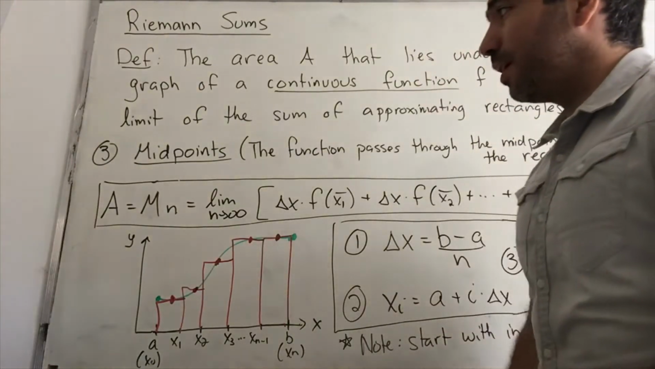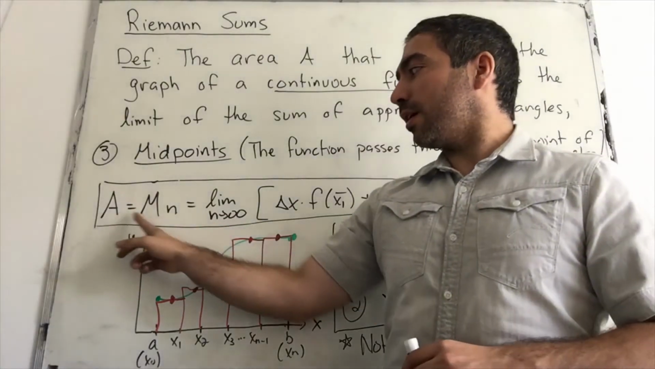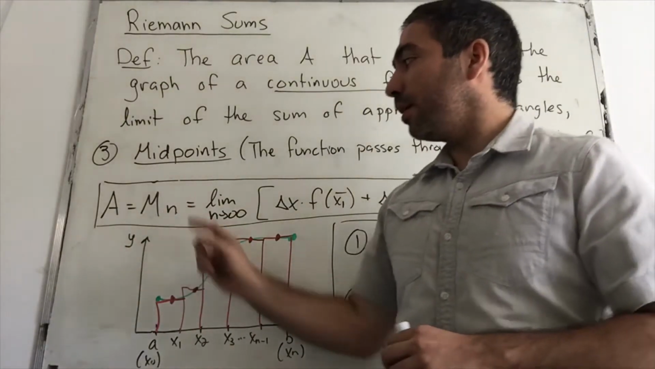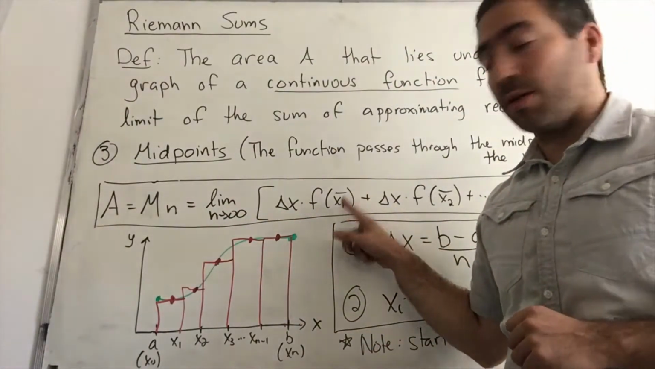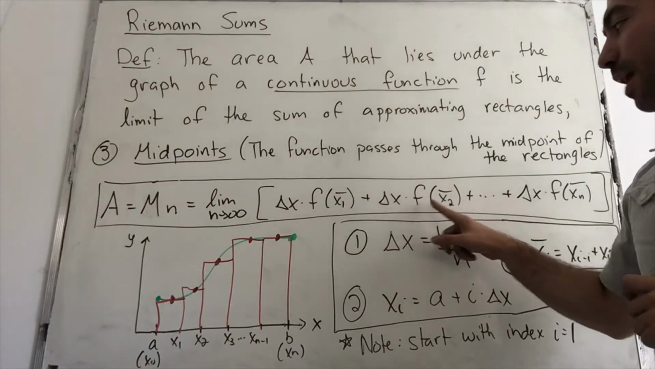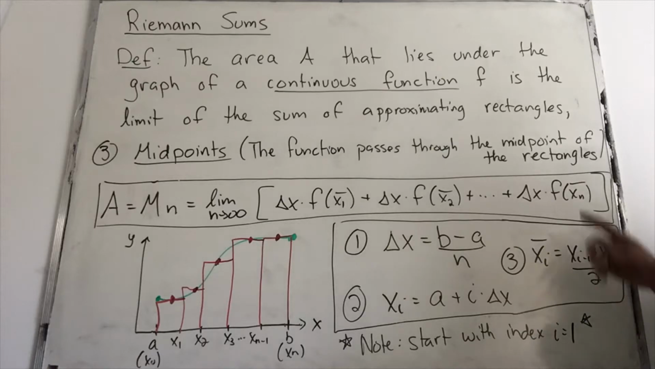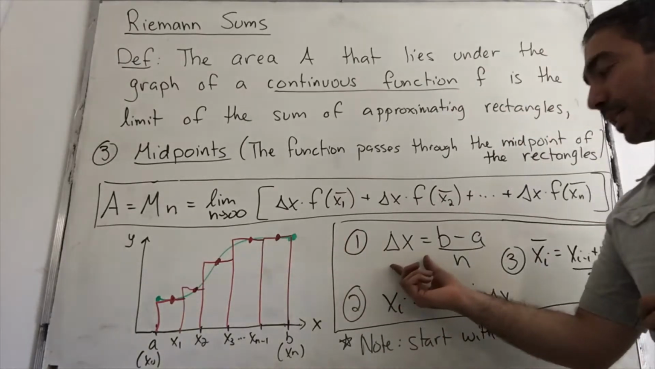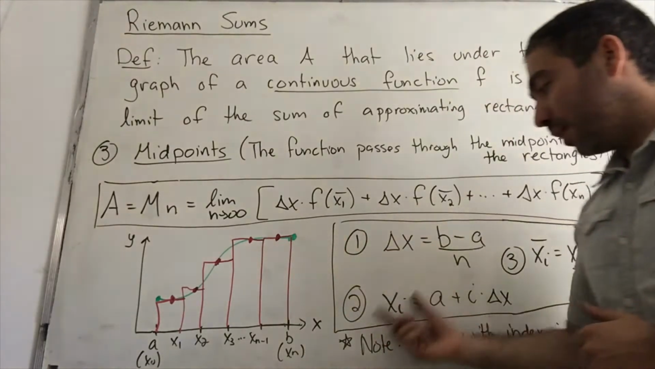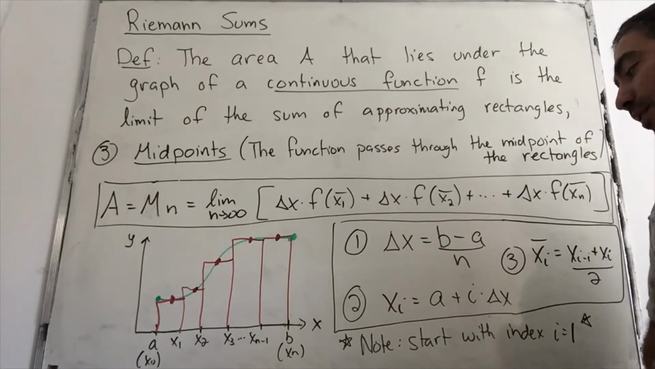So our final case over here is the midpoint. So the function passes through the midpoint of the rectangles. So we use the notation capital M sub n, and that's equal to delta x times f of x subscript 1 bar plus delta x times f of x subscript 2 bar plus dot dot dot plus delta x times f of x subscript n bar. So what does the bar mean? So first of all, delta x, same thing, it's b minus a over n. To find xi, again, same thing, a plus i times delta x.